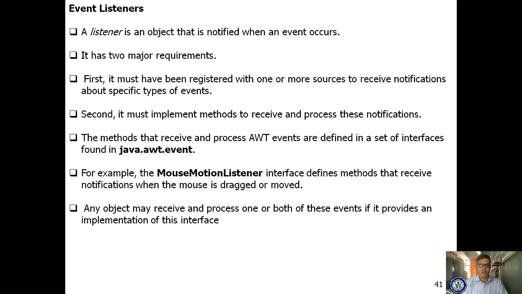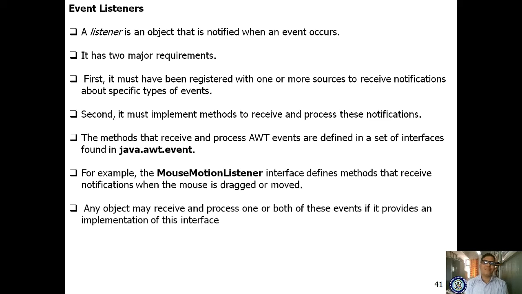For example, your WhatsApp messages, Facebook messages, Gmail messages, everything you are notified about whenever you turn it on, right? So how is it coming? Those are event listeners that have already registered. Got it? Second, it must implement methods to receive and process this notification. Whatever implementation, whatever method you have developed, it has to receive and process the notification according to whatever task you are providing.